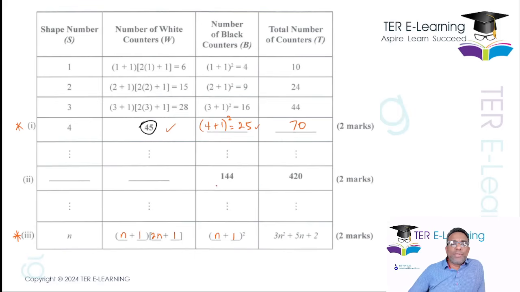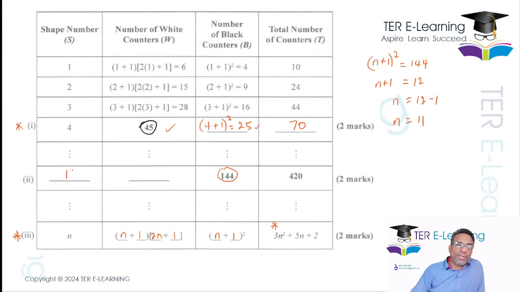So what I will do is work out the value of n for this here. I'm not going to use this quadratic here because that's going to make things complicated. So I'm going to say n plus 1 squared is 144. So n plus 1 is equal to the square root of 144, which is 12. So n is equal to 12 minus 1. So n is equal to 11.